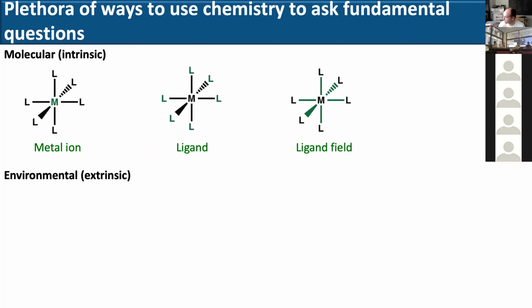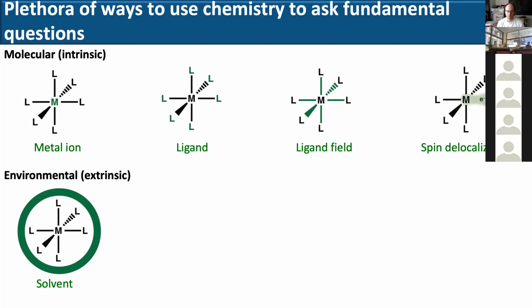We can modulate the ligand field and change the d orbital splitting accordingly, or the crystal field splitting states in a lanthanide, for example. We can also change the spin delocalization. And in addition to that, we can modulate the extrinsic factors.